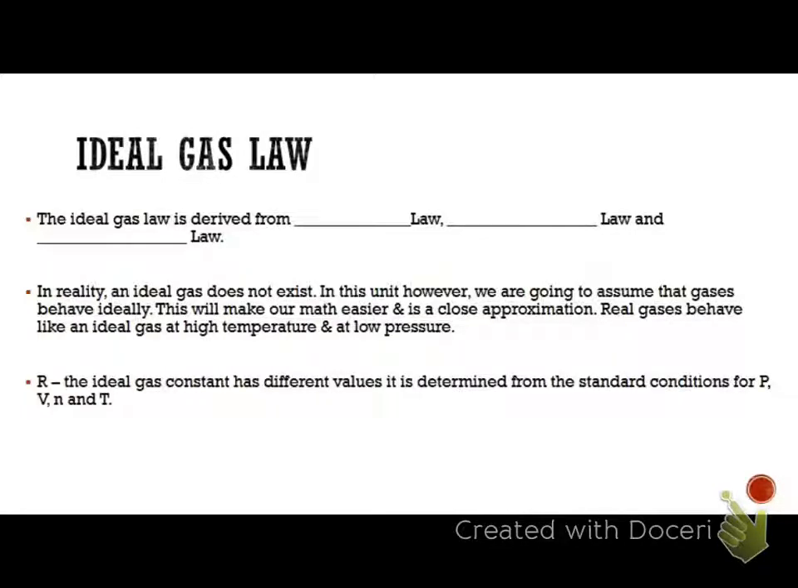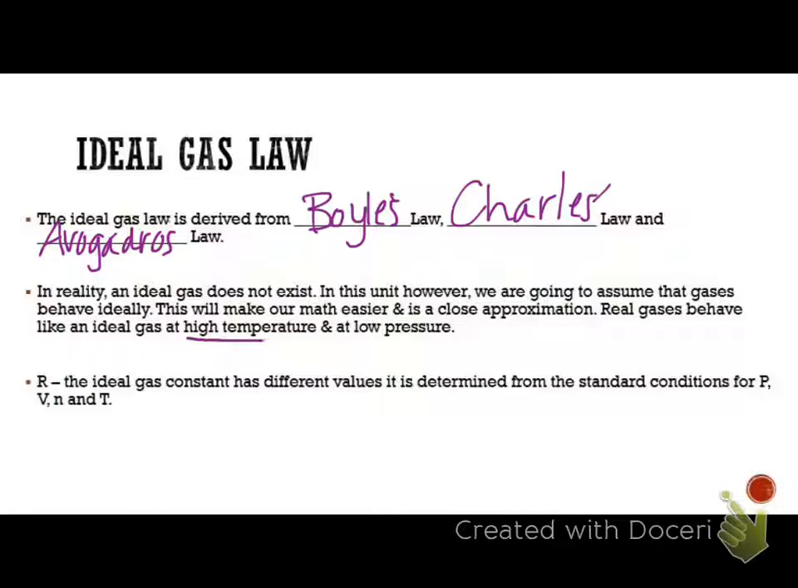So we just said that the gas law was derived from Boyle's, Charles's, and Avogadro's. In reality, the ideal gas does not exist, but remember we can approach ideal gas behavior. So we're going to assume that it's an ideal gas, which makes our approximations easier, because remember we said that real gases can behave like ideal gases at high temperatures and low pressures, and that's because particles are very far apart. That's what we're looking for, very far apart.